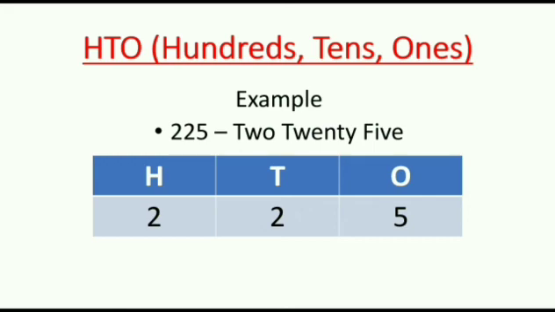This is the second topic, HTO, that is hundreds, tens and ones. On the basis of HTO, we will solve further topics. So as an example, 225. In the number, you can see the places. The 5 is ones, the middle 2 is tens, and the first 2 is hundreds. So 225. You can practice this with other numbers.